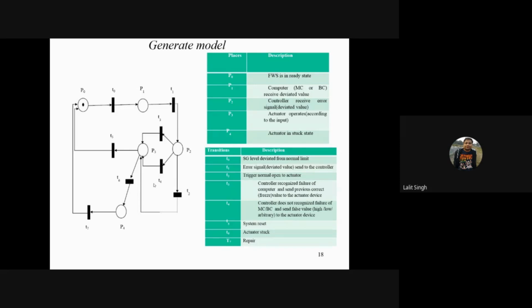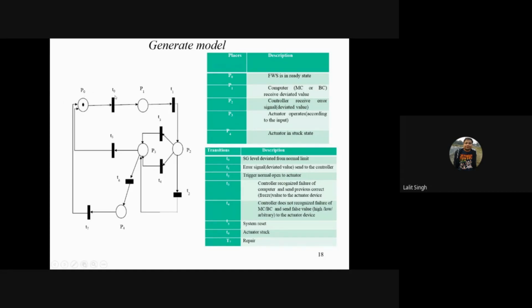And now let us generate a model, basically the Petri net model. And the Petri net model, because it contains places and transitions. So this is a Petri net model. Let me explain each and every place and transition. So the first is P0, which basically represents, if there is a token in P0, that the feed water system is in ready state.